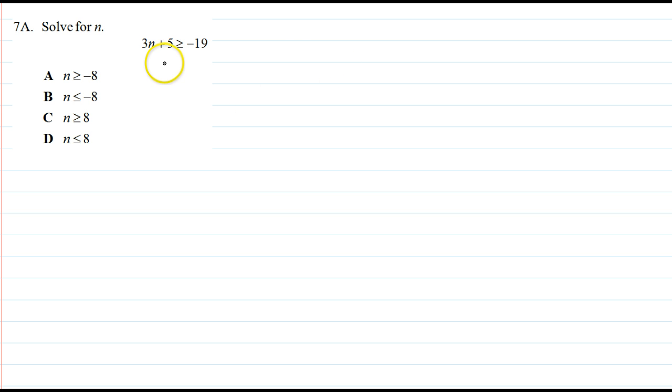Alright, 7A, we're going to solve for n. So I always think it's just best to rewrite the question. That way you have as much room as you need. And so now just treat this like a 2-step equation. Only difference is instead of having an equal sign, it has the greater than sign. So we just need to move that 5. So we do the opposite. We minus 5 from both sides.